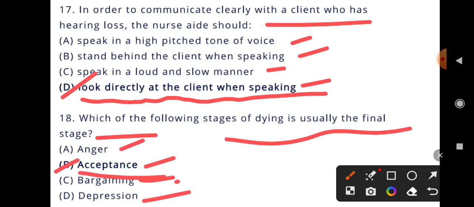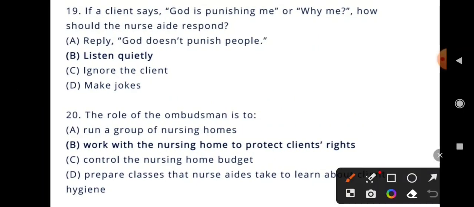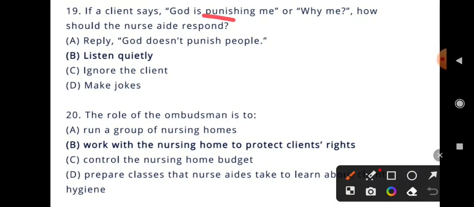Option B. So next, if a client says God is punishing me or why me, how should the nurse aide respond? Options: reply God doesn't punish people, listen quietly, ignore the client, make jokes. So what we have to do is listen quietly to the patient.